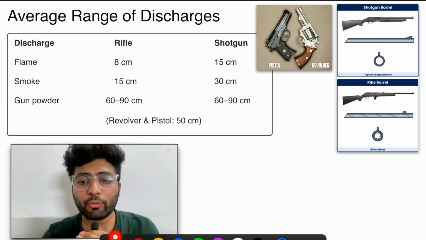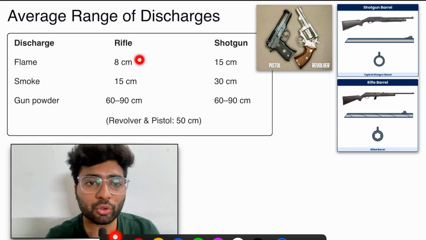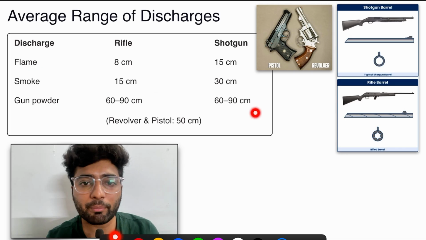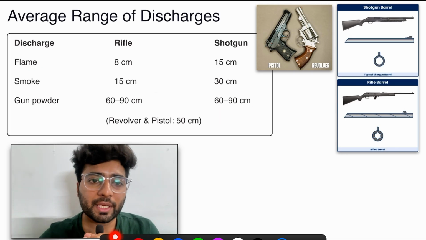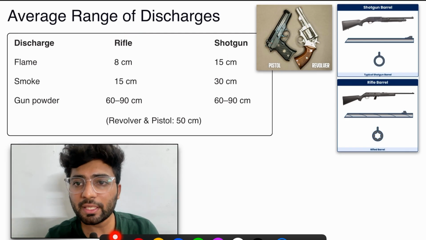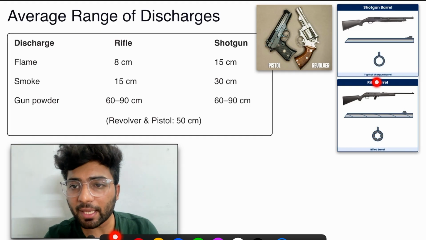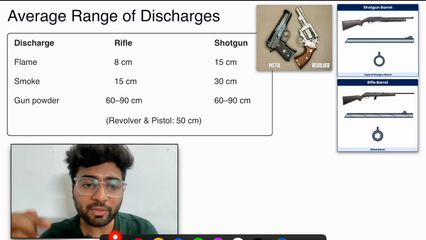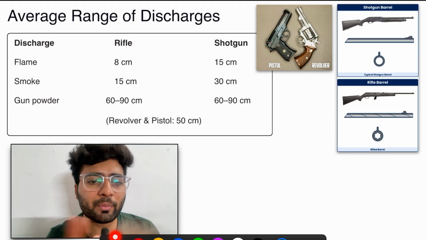Now what is the average range of discharges? As I told you, the flame has the shortest range while the gunpowder has the maximum range. Why? Because it is a solid particle. Now the difference between rifle and shotgun. This is a shotgun where there is no rifling, or it is a smooth barrel, while this is a rifle where there is rifling. And here the range just differs in flame and smoke, nothing else.